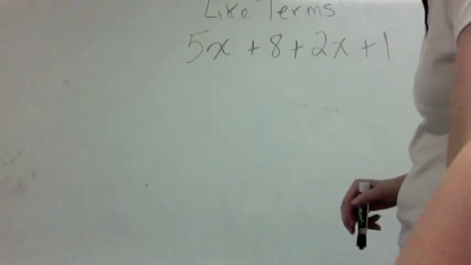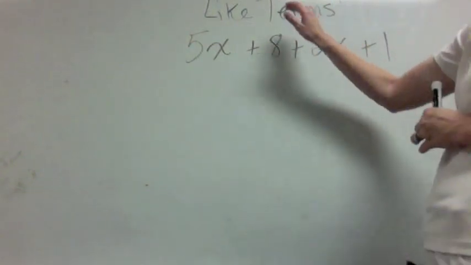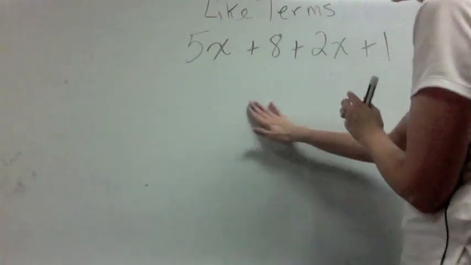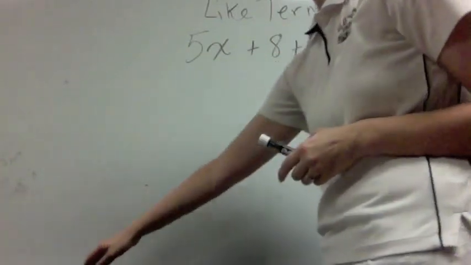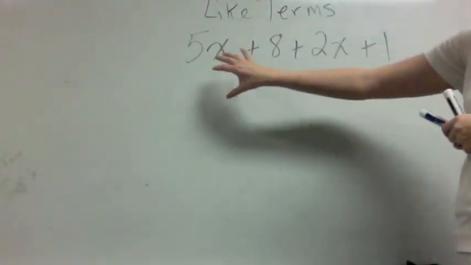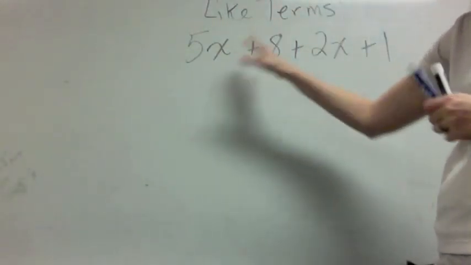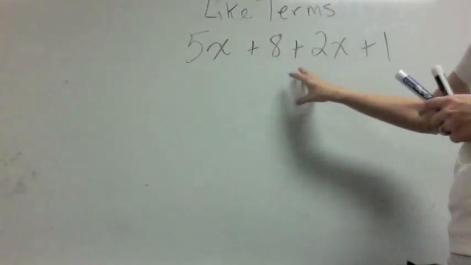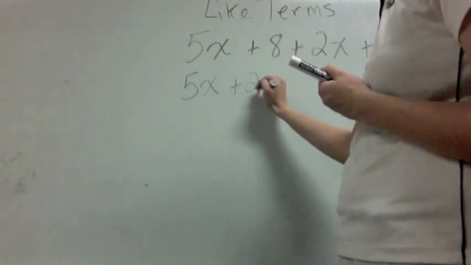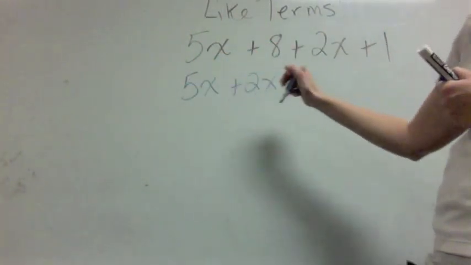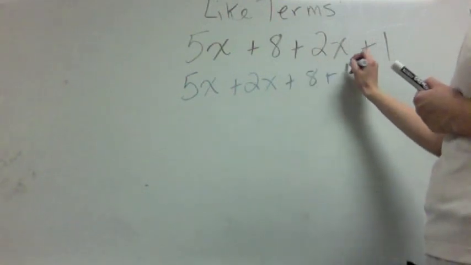Again, the first thing you want to do is identify your like terms. In order to have like terms, you have to have the exact same variable part, or they both have to be constants. One thing I would suggest doing: addition is commutative. That means you can switch the order. So what I would do is rewrite this problem so that my like terms are next to each other. So there are my two with the same variable, and then my two constants.